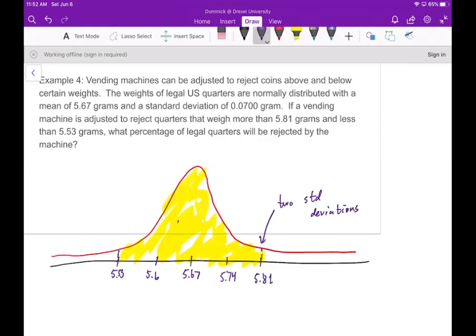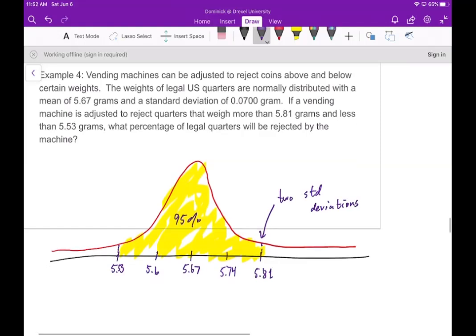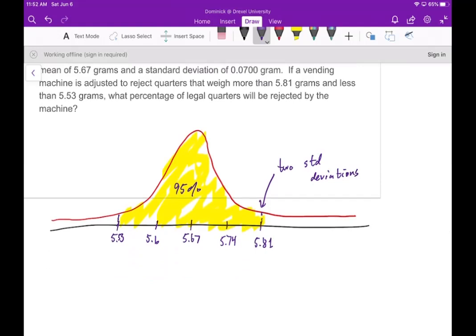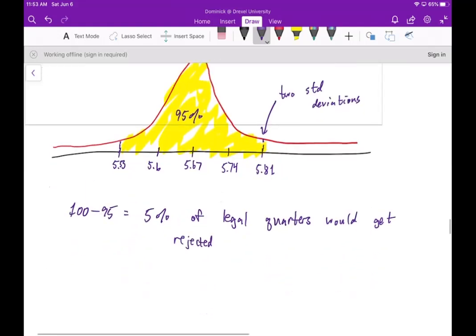Now, since this is 2 standard deviations, we know that in here we have 95% of the data by the 68, 95, 99.7 rule. So what percentage of legal quarters will be rejected by the machine? Well, that's everything else. So that's 100 minus 95%, which of course would give us 5% of legal quarters would get rejected. Okay, so that's another application of the 68, 95, 99.7 rule.